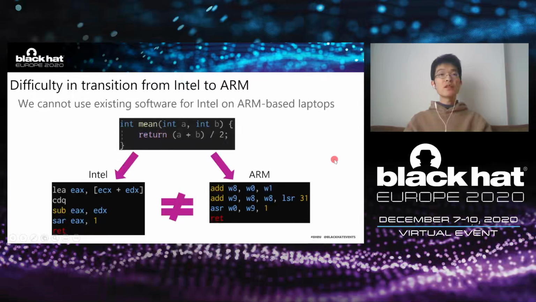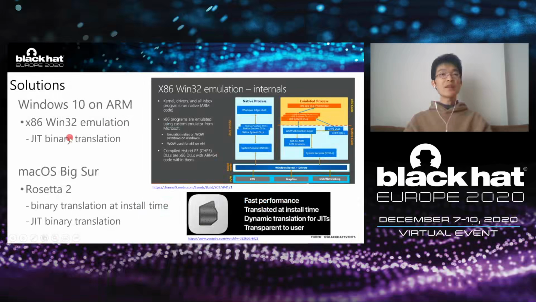However, there is a barrier to the transition from Intel to ARM for many users. Since these two architectures are entirely different, we cannot use existing software for Intel on ARM-based laptops. But don't worry, Microsoft and Apple provided solutions for such a problem. Microsoft announced x86 emulation feature for Windows 10 on ARM. This enables execution of x86 applications on ARM-based laptops by JIT binary translation. Apple also announced a similar binary translation technology called Rosetta 2, which runs both at install time and runtime.